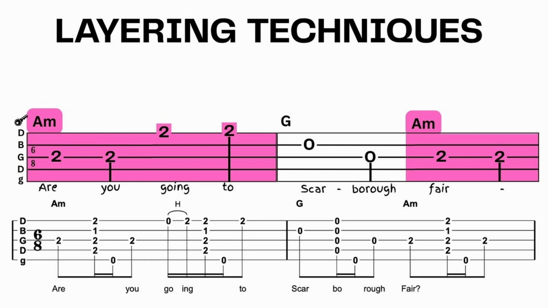Layering techniques. So once you have learnt the Simply Songs format, what you can then do is start adding in some of the more advanced techniques that you'll find on the tab. So for example, here in the song Scarborough Fair, we are suggesting to play a hammer on. So now you can play the Simply Songs version and then add in the hammer on as your first layer of technique.